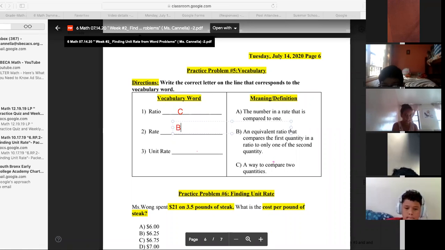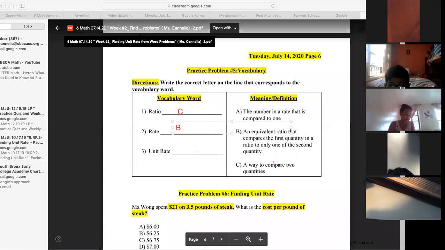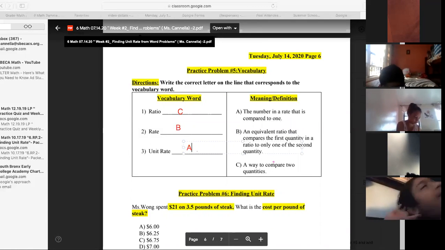You didn't do it? No, I was doing unit rate. A. Who said A? Try again. You're Lenny. What is a rate? A rate is B, an equivalent ratio that compares the first quantity in a ratio to only one of the second quantities, which means that a unit rate is A, the number in a rate that is compared to 1. You guys got to know these words. A, C, B, and A.